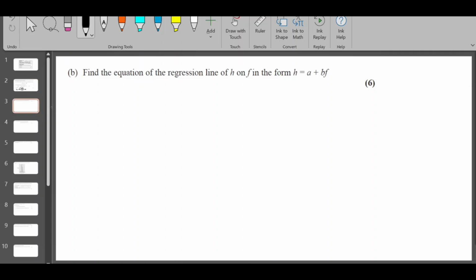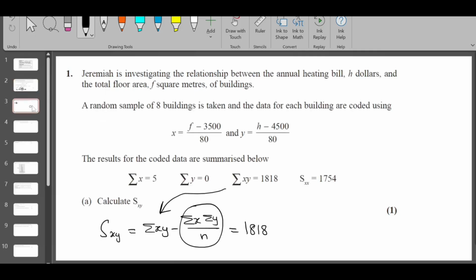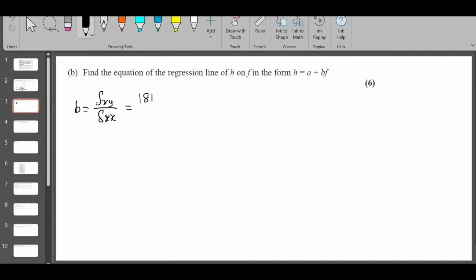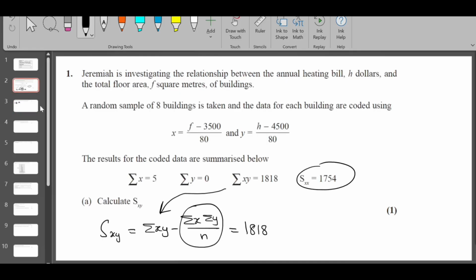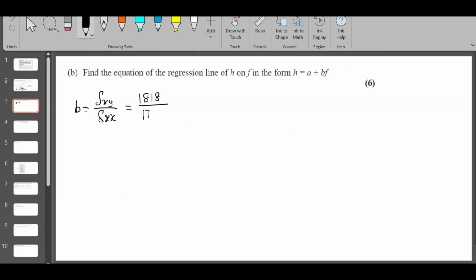Part B now. Find the equation of the regression line of H on F in the form H is equal to A plus BF. So let's find B first. The formula is Sxy over Sxx. We just calculated Sxy, 1818, over Sxx, which is given here, 1754. And then we need to find A. The formula is y bar minus B x bar.